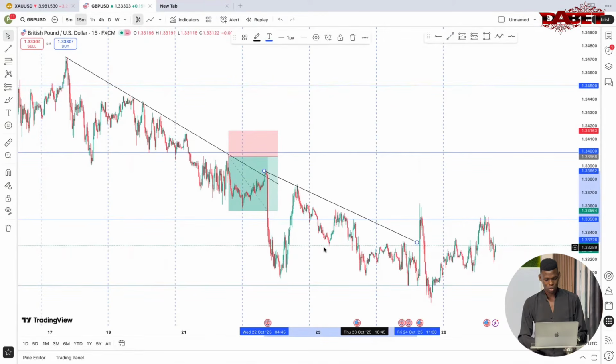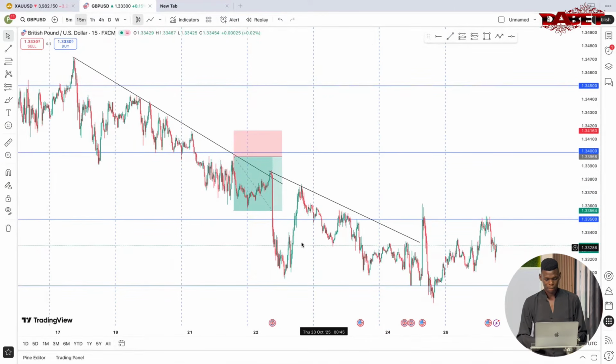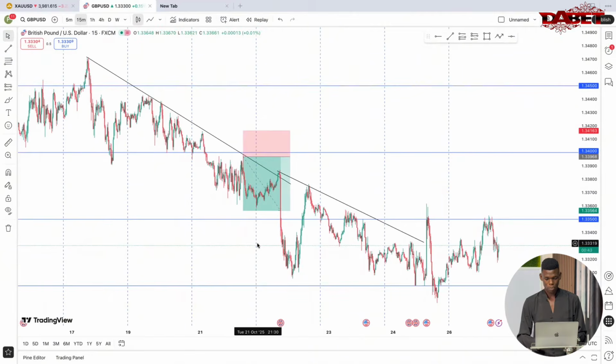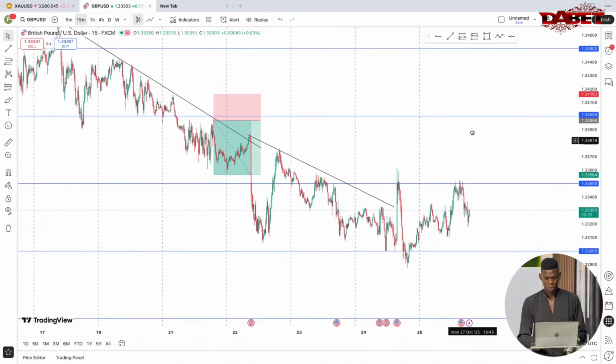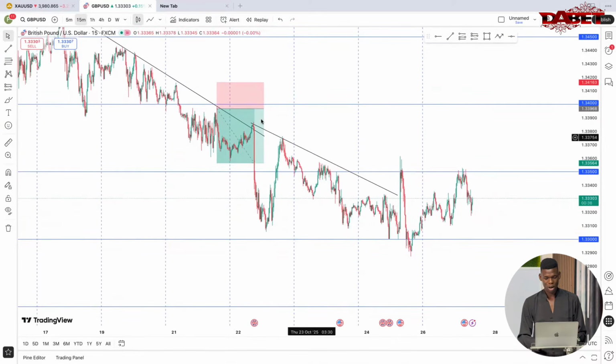Right? But like just continuation of that, my trend. And what happened? Same thing, guys. Price respected it. When price comes to this level, it seems like it broke it, but this is not a break, it's a fake out.